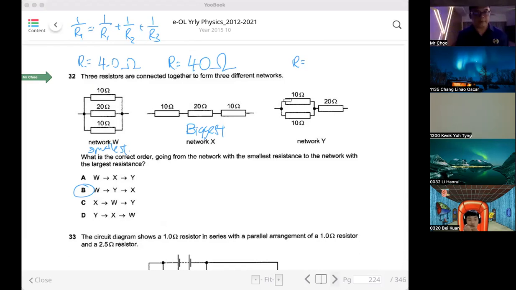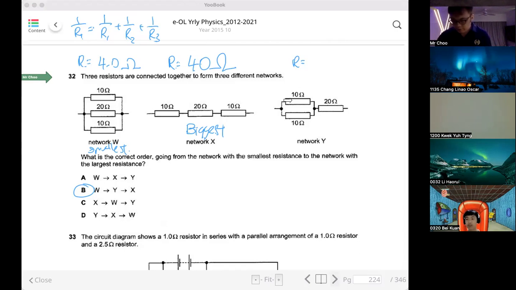All of you do that now. What is the total resistance of network Y? Well done, Chelsea. You're very fast. How Ray, very good. Eating, well done. Oscar, well done.